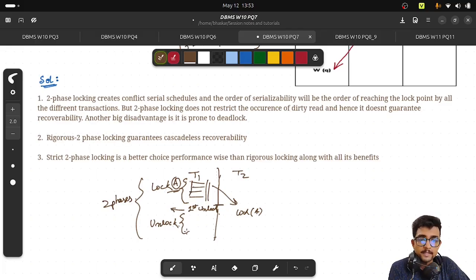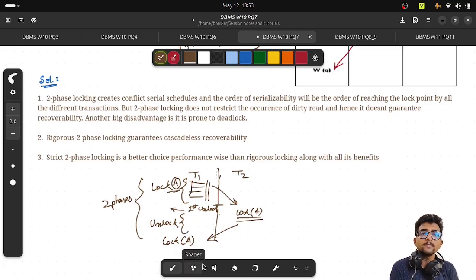But suppose I somehow allow A to be locked again later by T1, once the unlock phase has started. Let's say I allow lock A, which is prohibited by two-phase locking. Then this lock A would depend on T2's release of the lock, because T2 has already gained the lock on A. Unless T2 releases it, T1 cannot proceed. So there will be a cyclic dependency like this, and that's why we might run into conflict.